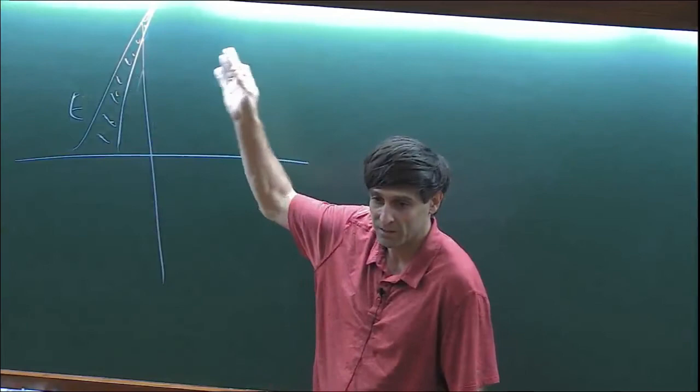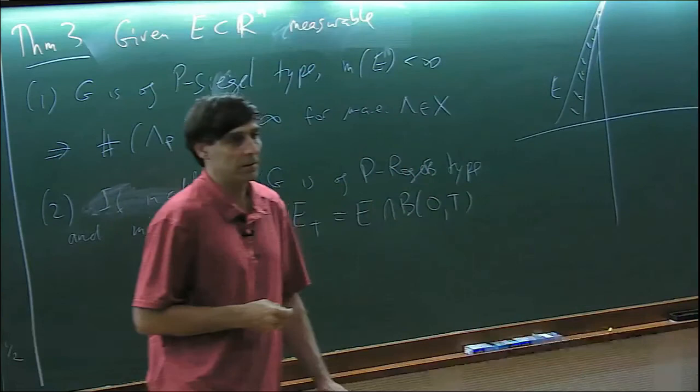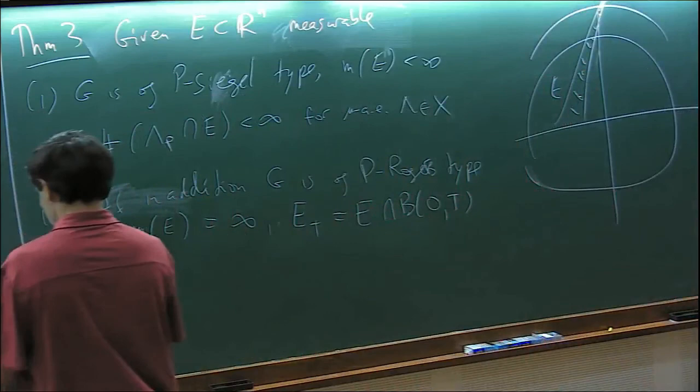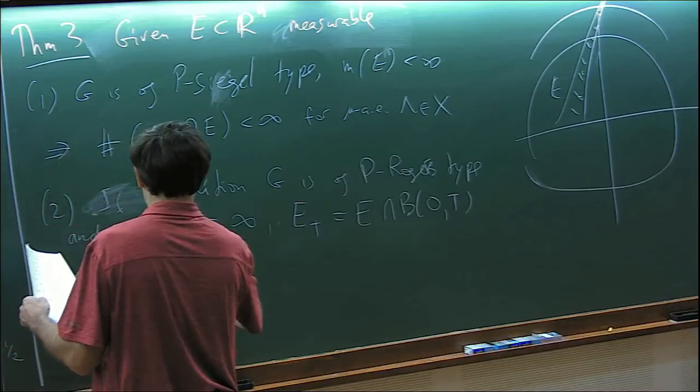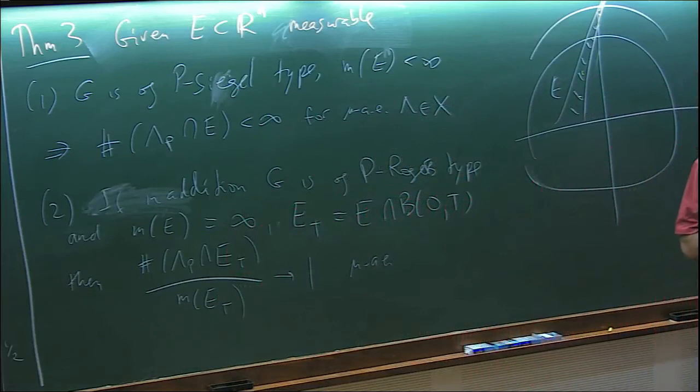Okay? And conversely, if in addition G is like this, and the measure of E is infinite, and you define E sub T to be E intersection with the ball centered at zero of radius T, so now you're looking at this family of balls, then the number of lambda P intersection E sub T divided by the measure of E sub T goes to one for mu almost every lambda. So there is a dichotomy. If the set has finite measure, finitely many lattice points almost everywhere. If the measure is infinite, infinitely many lattice points, and moreover, the count is right.